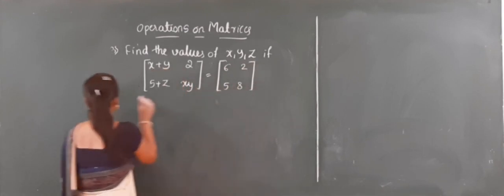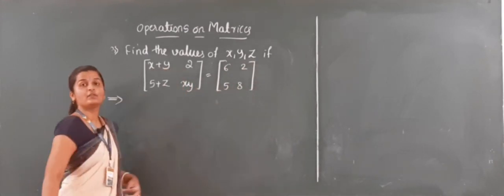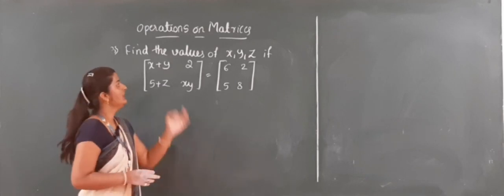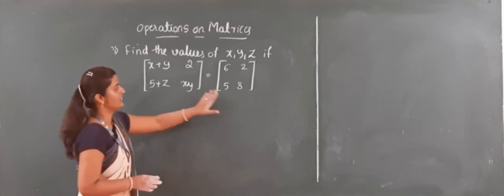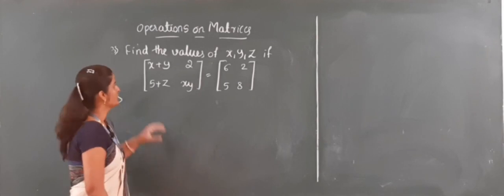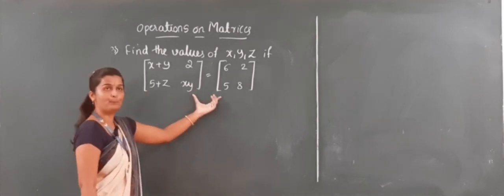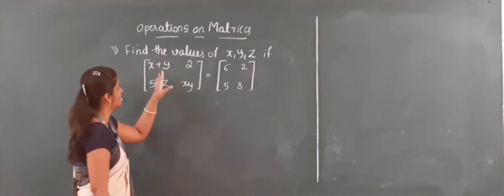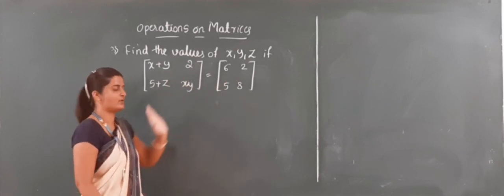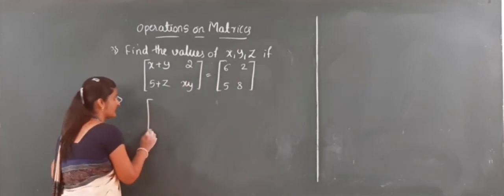Okay, this is our matrices. We have to find the values of x, y, z in this equality of matrices. So can we compare or equate the corresponding elements? This is also a 2 by 2 matrix, this is also a 2 by 2 matrix. First I will write the matrix equation.